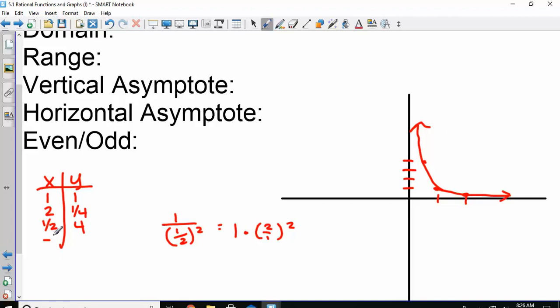If I put in a negative, 1 over -1 squared, a negative squared is a positive, and so we get 1 again. If I put in -2, we get a positive 1/4. If I put in a -1/2, we get positive 4, because when we square it, it becomes positive. Okay, so this is the 1 over x squared.